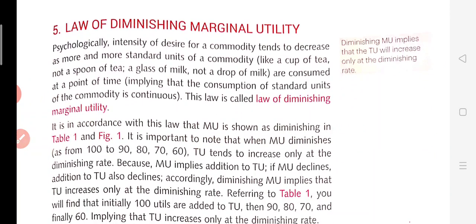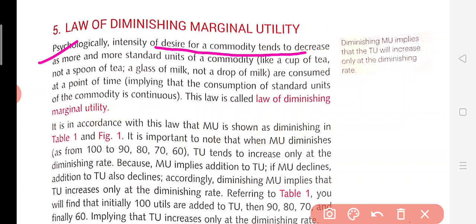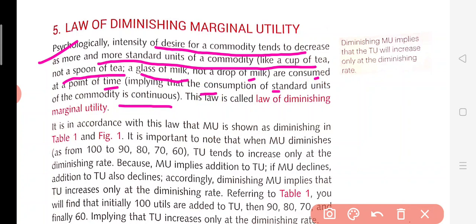Now the next one, the law of diminishing marginal utility. One of the important questions here. Now this is the psychological law of diminishing marginal utility. The intensity of the desire for a commodity tends to decrease as more and more standard units of the commodity, like a cup of tea and not a spoon of tea, a glass of milk and not a drop of milk, are consumed at a point of time, implying that the consumption of standard units of the commodity is continuous. This is the law of diminishing marginal utility.